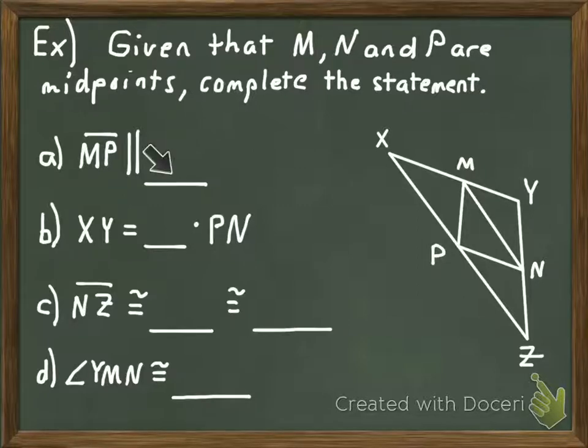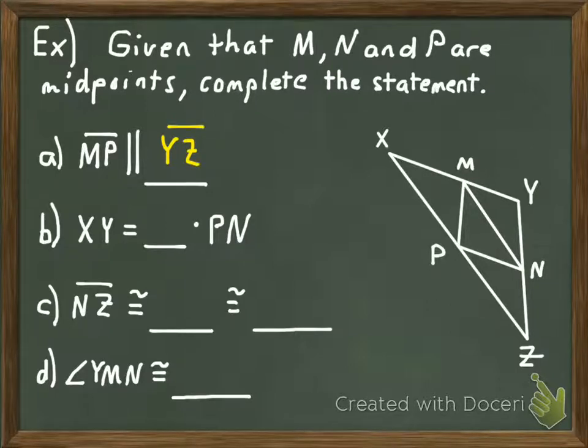Oh, part A, I inadvertently gave you the answer for already. Segment MP right here has to be half of the side of the triangle over there. Well, half of it, but what I meant to say was parallel to, because that's what we're going to put in the blank. So segment MP has to be parallel to segment YZ.